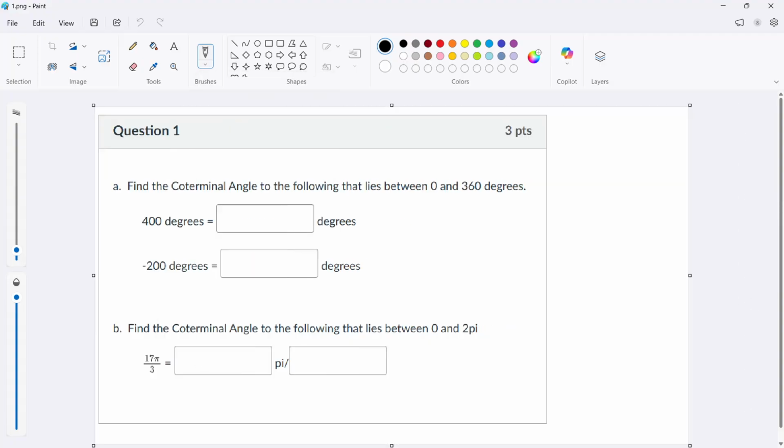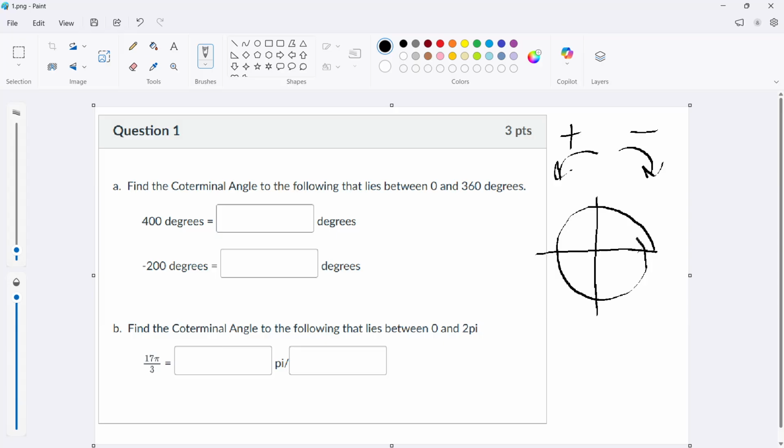So I need an angle that ends in the same place, and it's got to be between 0 and 360. So it says 400 degrees. 400, remember, this is positive, and this is negative. Clockwise is negative. So I go 360, and then I have to go 40 more. And so one that'll end in the same place, that's between 0 and 360, is just 40 degrees. So this is 40 degrees because I went 40 more.